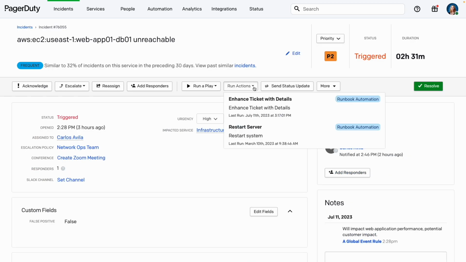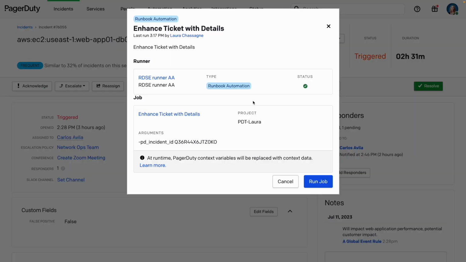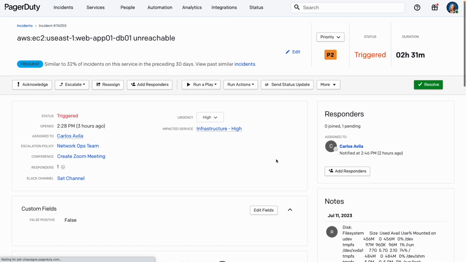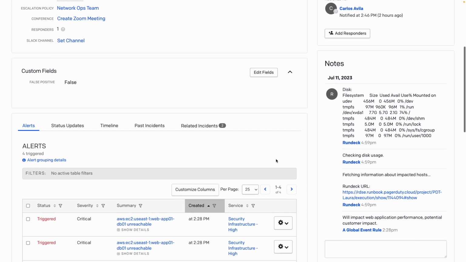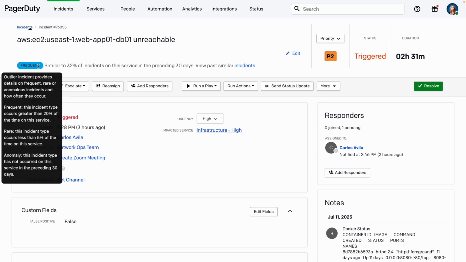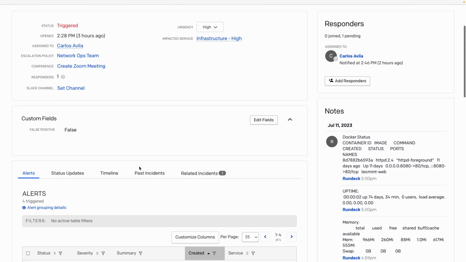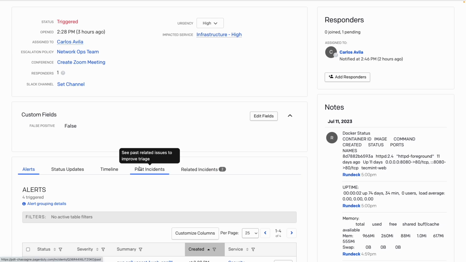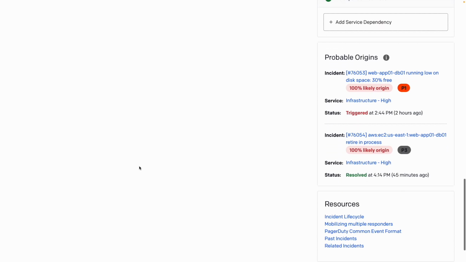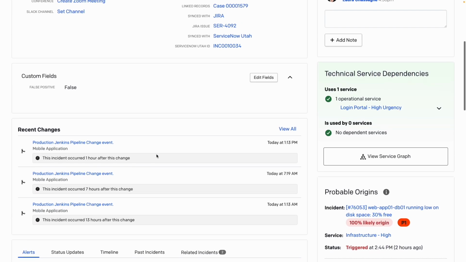Using PagerDuty process automation, they run automated diagnostics that pull all of the diagnostic information that Carlos needs to understand the service state. Carlos can also see the triage information that PagerDuty AIOps gathered for the incident. Using outlier incident, Carlos can see if this incident is rare, frequent, an anomaly. There might be recent incidents that can determine if there is a cascading impact, and also probable origin, where machine learning has determined if it's an infrastructure service issue that's most likely the culprit.